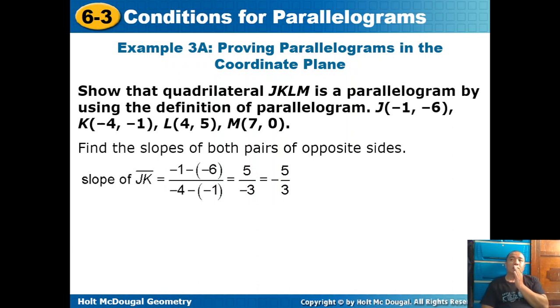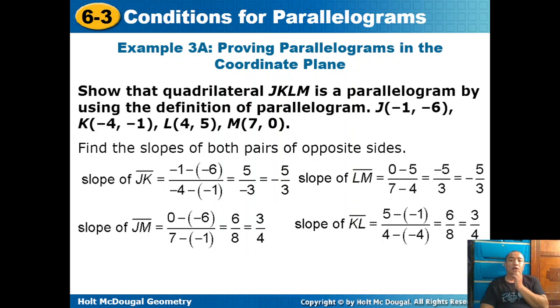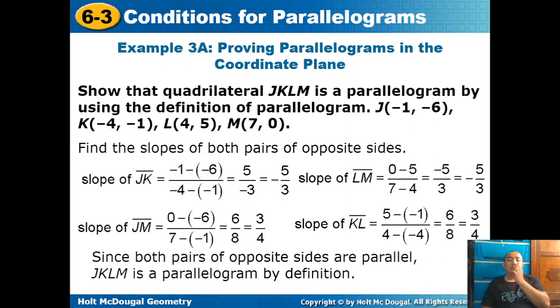Okay, so this is a parallelogram. Opposite sides are parallel. If they are parallel, they have equal slopes. What is the slope of JK? Negative 5/3. What's the slope of LM? Negative 5/3 also. So JK and LM are parallel lines. About JM, 3/4. About KL, 3/4 also. So JM is parallel to KL. That means there are two pairs of parallel sides in the quadrilateral. Since both pairs of opposite sides are parallel, JKLM is a parallelogram by definition.